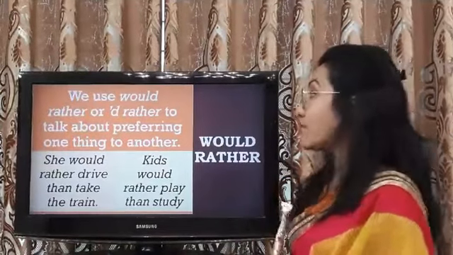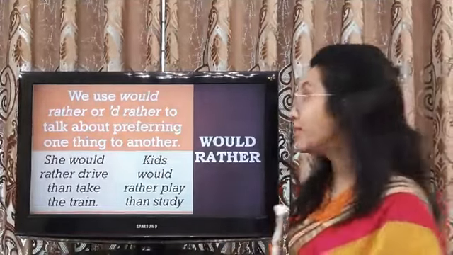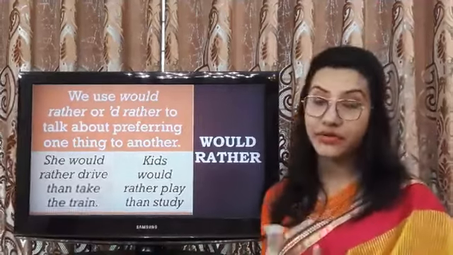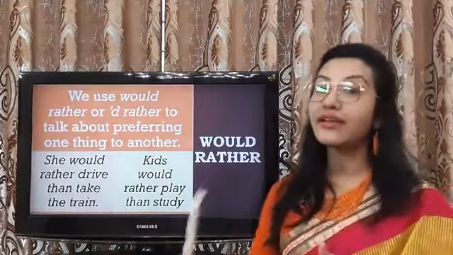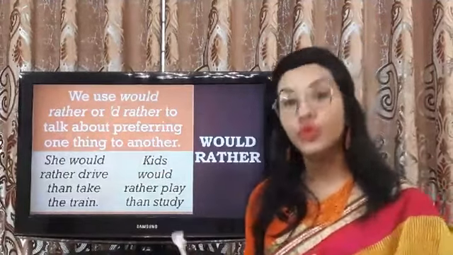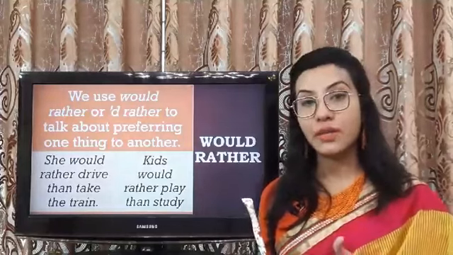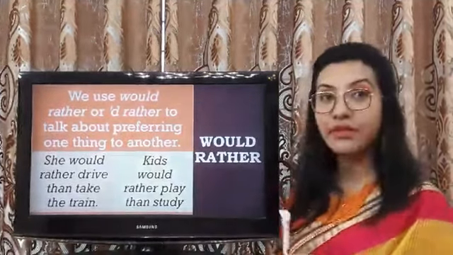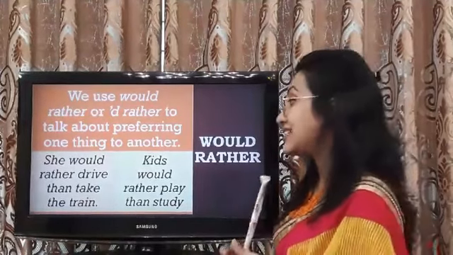We use would rather, or apostrophe D, that is the short form, rather to talk about preferring one thing to another. তাহলে দুটো বিষয়ের মধ্যে একটার চাইতে আরেকটা যদি আমার কাছে অধিক পছন্দনীয় হয়, প্রেফারেবল হয়, তাহলে আমরা সেখানে কি করতে পারি, আমরা সেখানে ইউজ করব would rather. For example, she would rather drive than take the train.